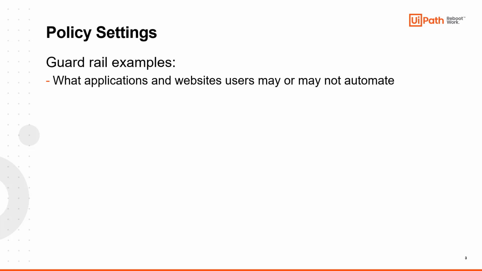Many organizations have sensitive applications or, via license agreements, applications that automation cannot be used against. And it's hard for citizen developers to always know what the rules are. And so we give you a way to put those policies in place so that if a user tries to do something they shouldn't do, they're going to receive an error and they're going to be blocked from even doing the wrong thing.